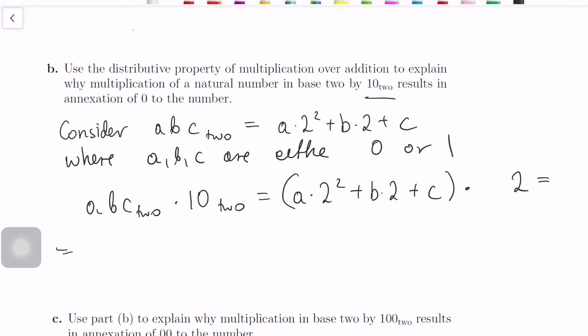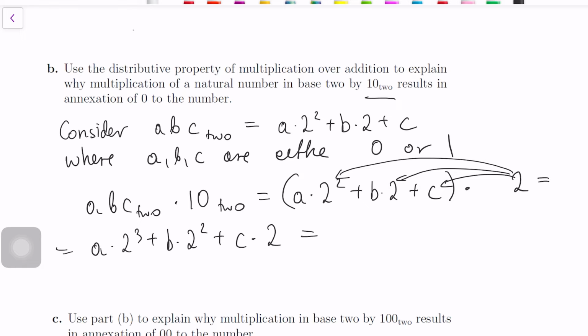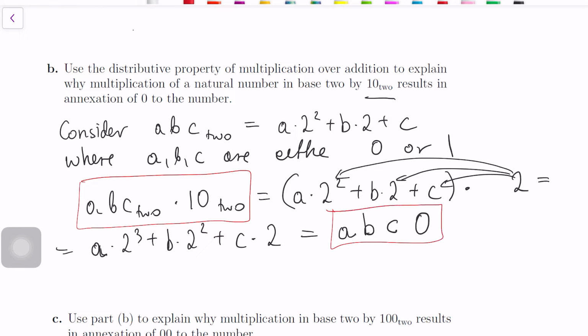Then what happened? This multiplication by 2 has to be distributed. So that will be A times 2 cubed plus B times 2 squared plus C times 2. And so now A denotes number of blocks, not flats. So you have A blocks, B flats, C longs, and 0 units. Okay. So notice what I just showed, that in general, if you multiply by 1, 0 in base 2, it just adds the 0 at the end, the same way it happens in base 10.